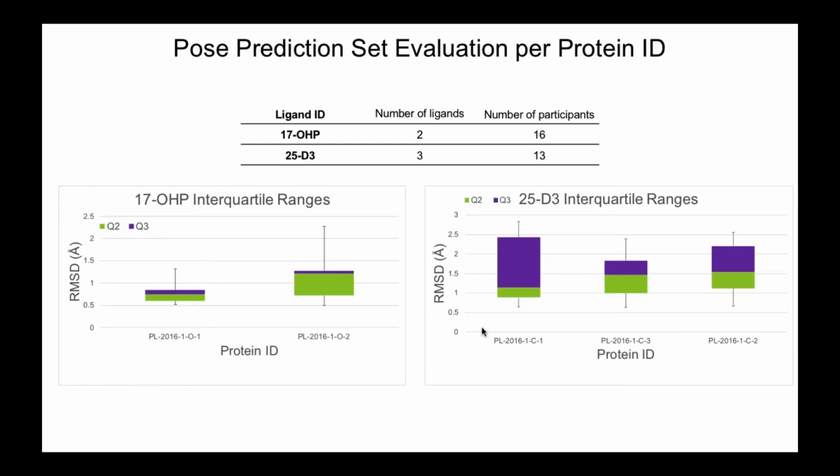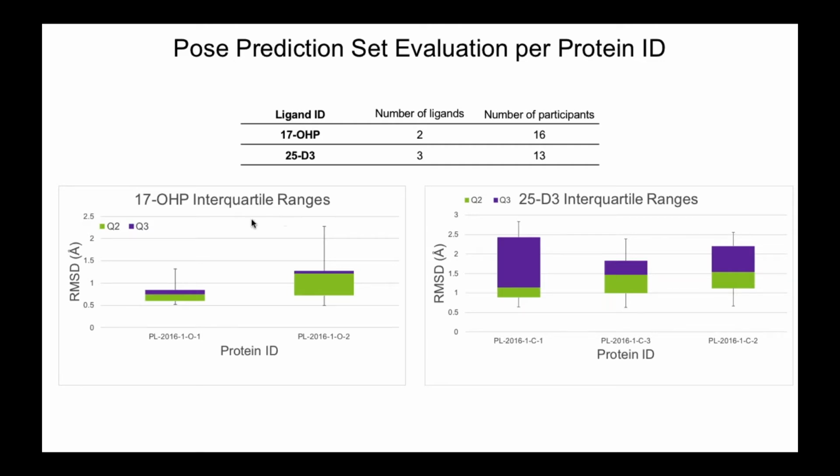We were also wondering how well participants have done for each of the ligand protein complexes. So in these graphs here, we look at each protein ligand complex, and these interquartile ranges show the RMSDs of the best pose from all participants for this specific protein ligand complex. Again, in green we have the second quartile, in purple we have the third quartile, we have the median value in between, and then the whiskers are the minimum and the max value of the RMSD calculations.